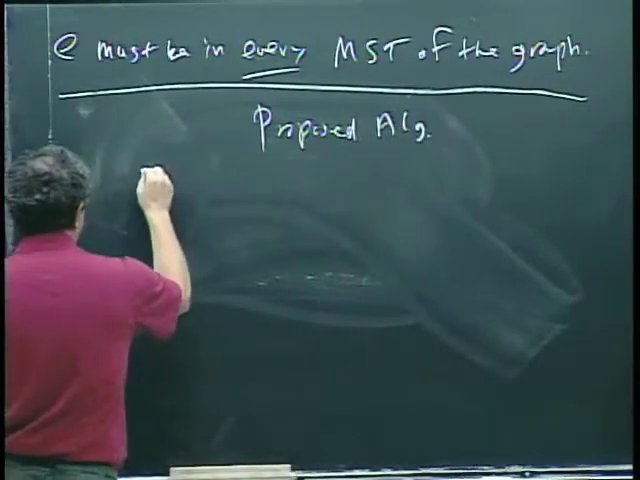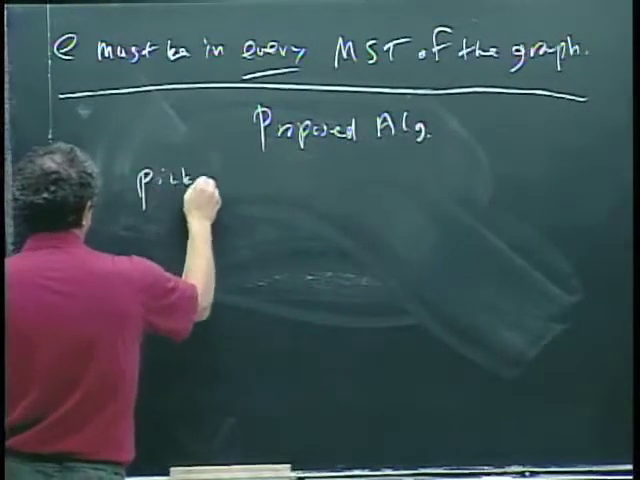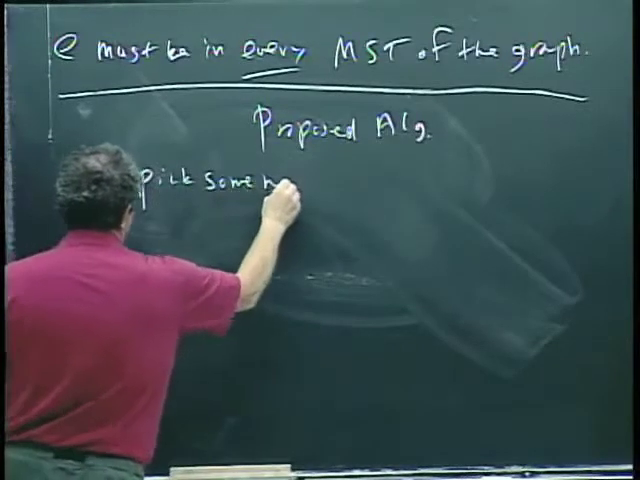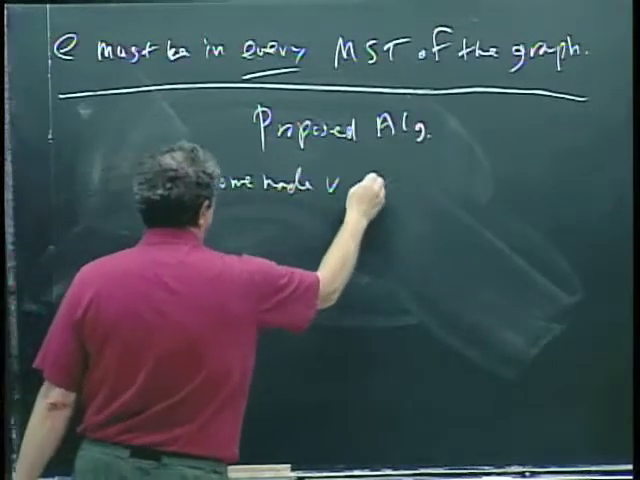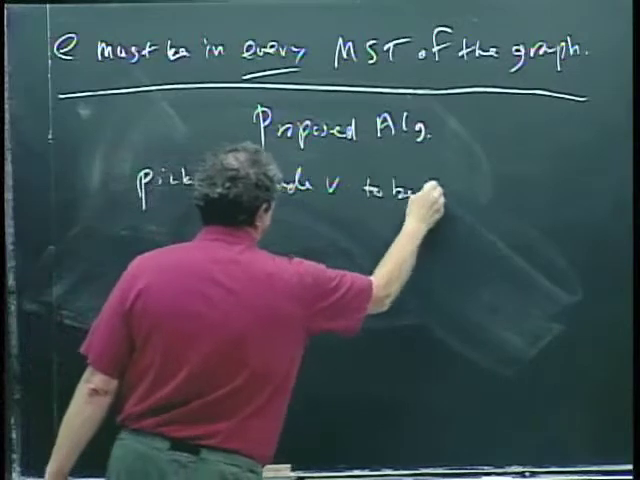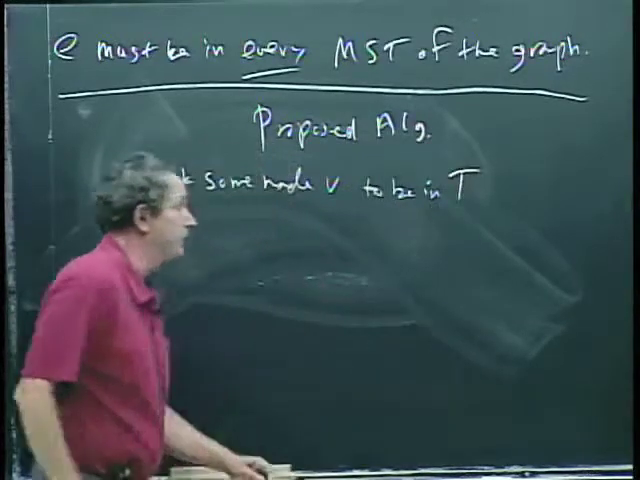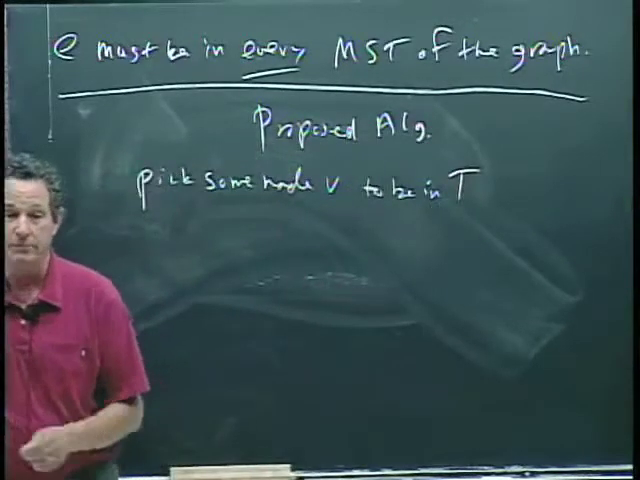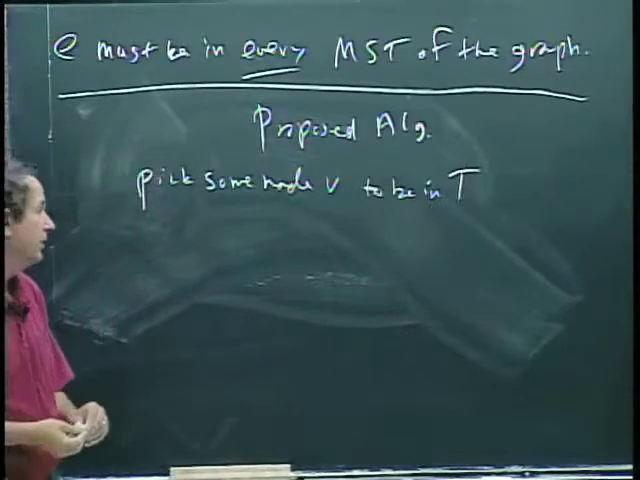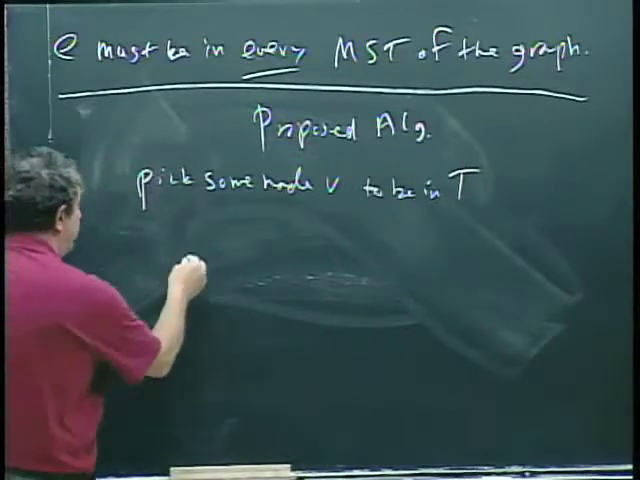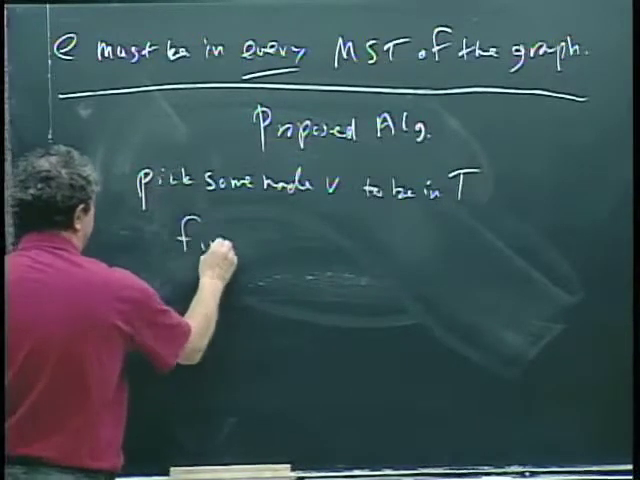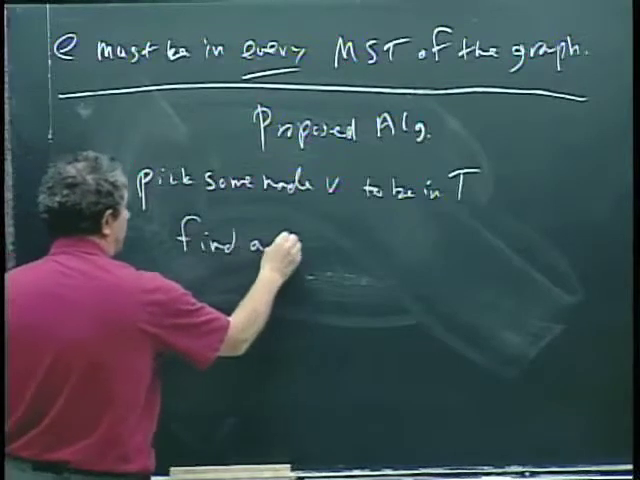You're just going to pick some node to be in the minimum spanning tree we're going to build. Well, every node eventually is going to be in the minimum spanning tree, so that's certainly an okay thing to do. And then the main thing is find a node.